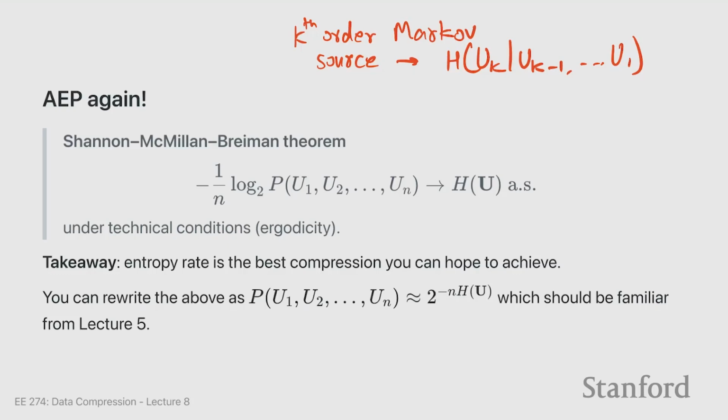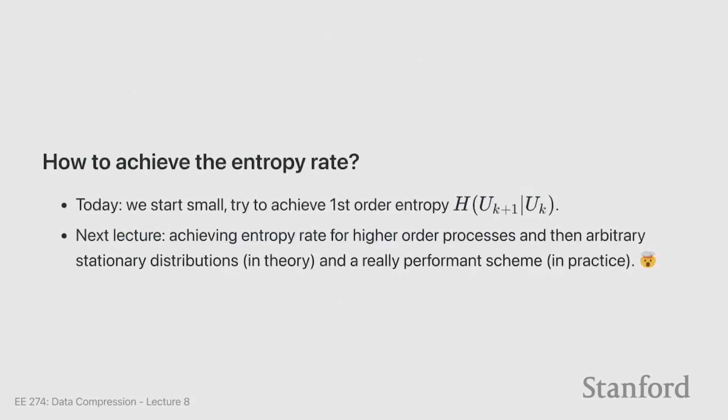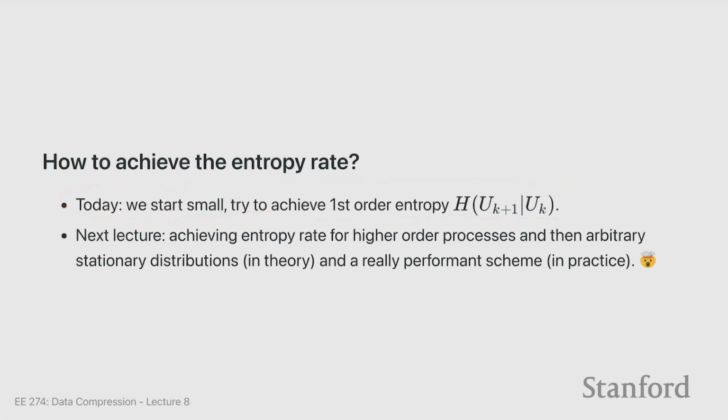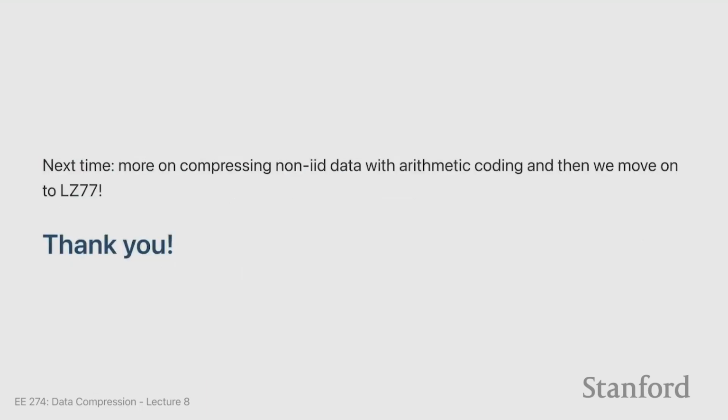So next lecture, we will actually see how we can achieve this conditional entropy. How do we work with these dependent sources? First we'll start simple, just first order. Then we'll go to kth order. And then we'll just say any stationary source. So just rapidly increase the generality of our ideas. And we will use arithmetic coding, as you might have guessed.